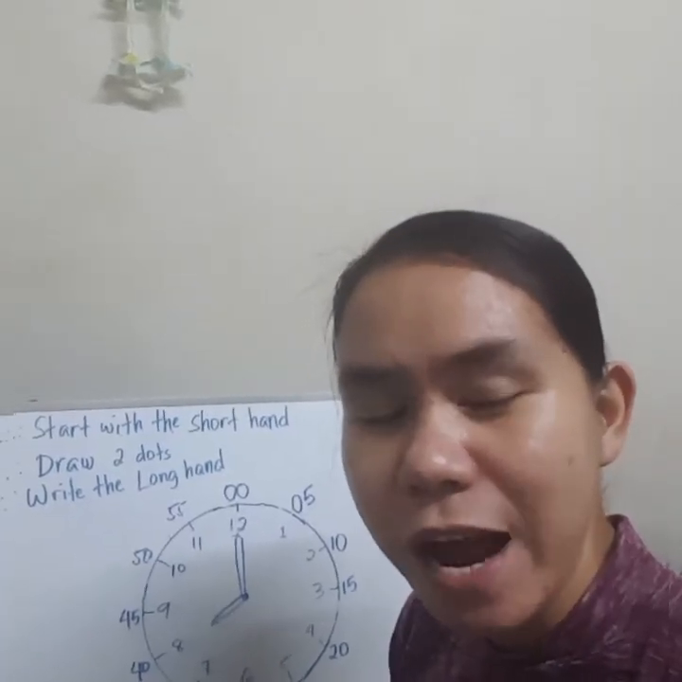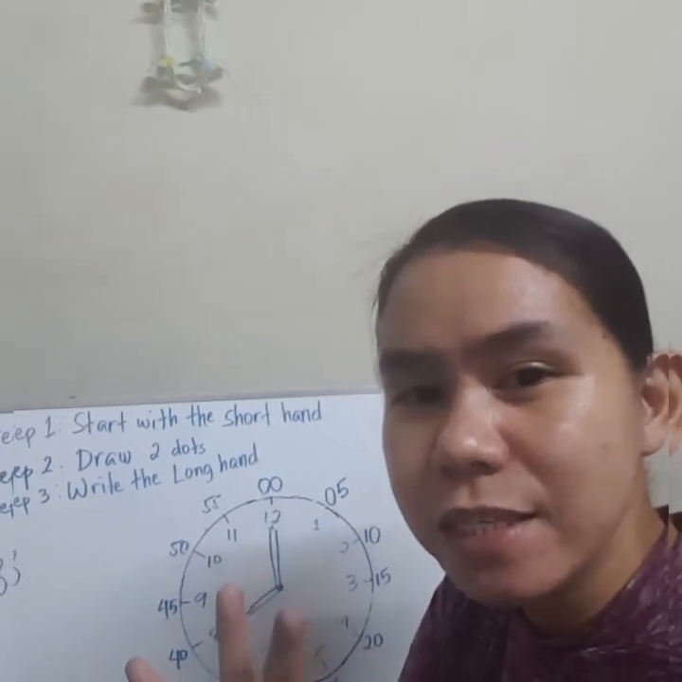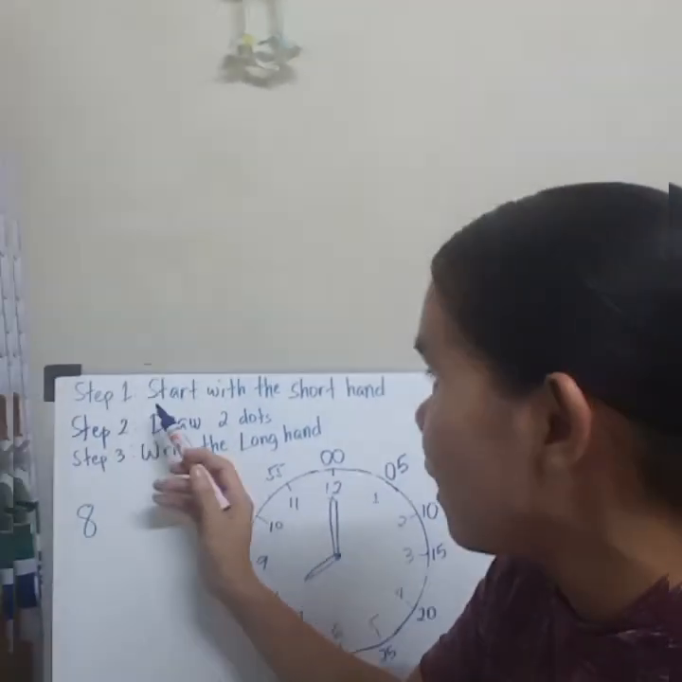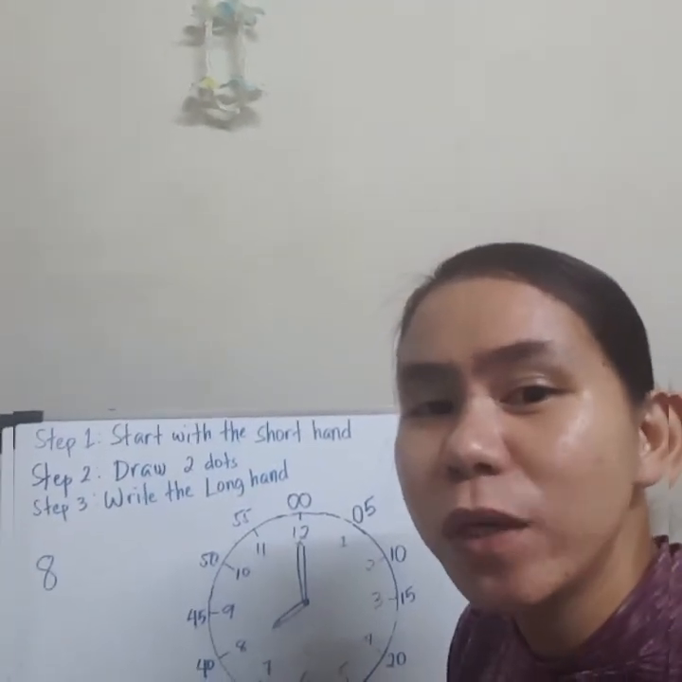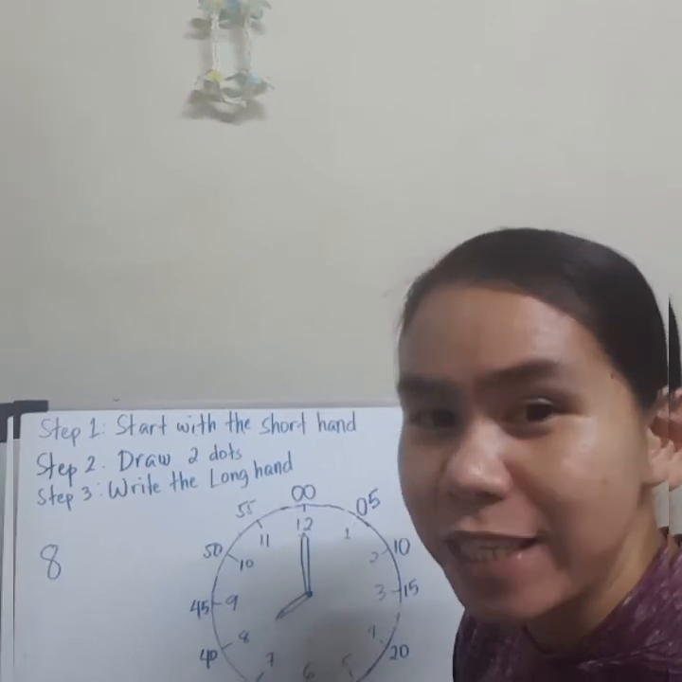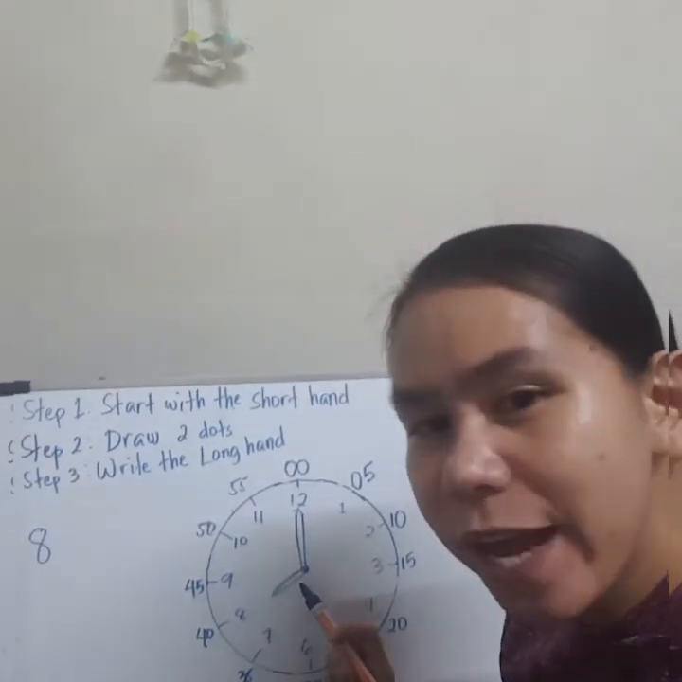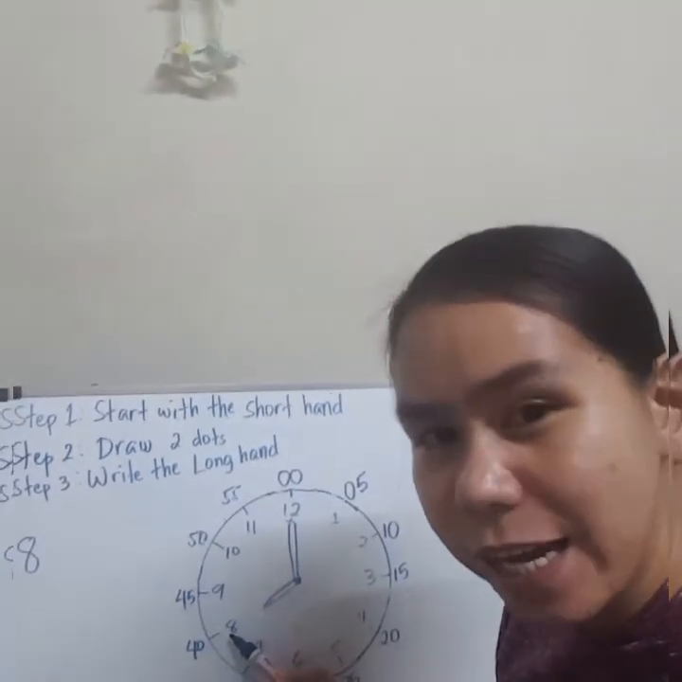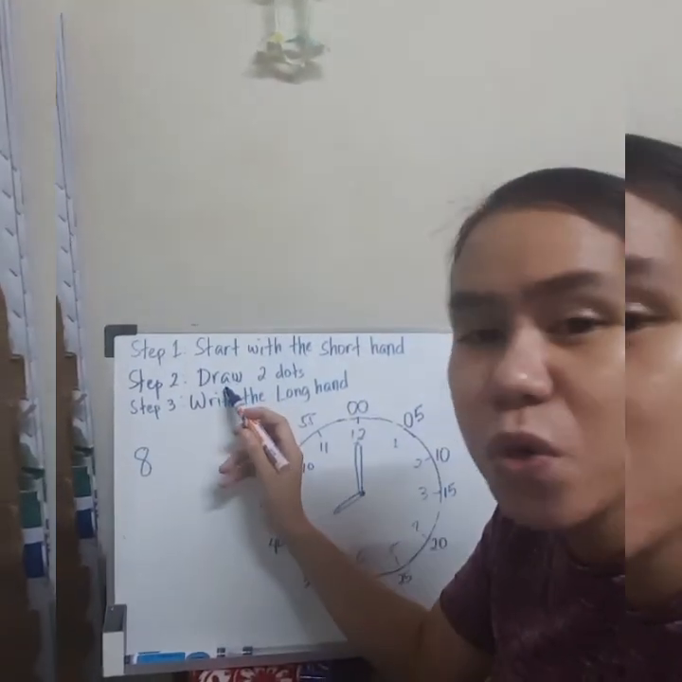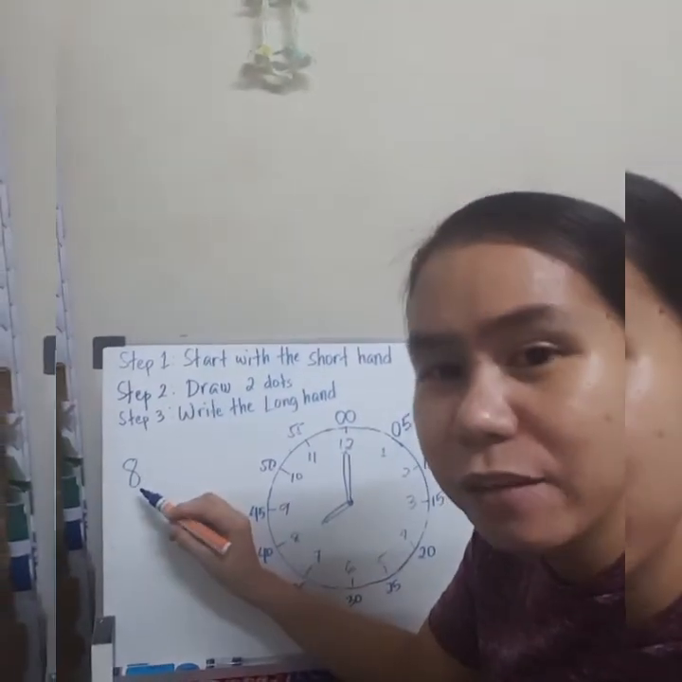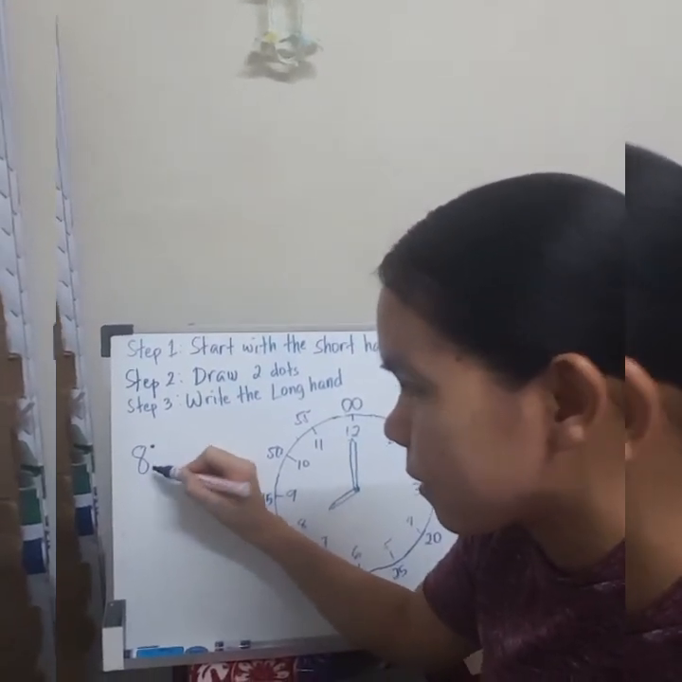Now you have some background. This time, let's learn to tell time in 3 easy steps. Step 1, start with the short hand. Remember, look at where the short hand is pointing and just write it down. For our example right now, the short hand is pointing to the 8. So write down 8. Step 2, draw 2 dots. So right here, you need to draw 2 dots after 8. So like this.